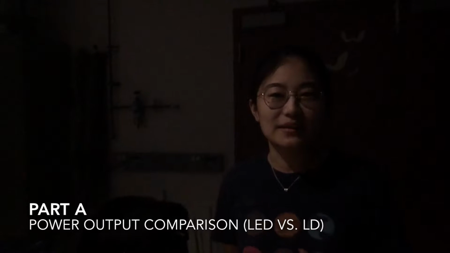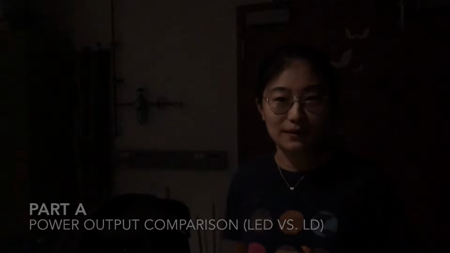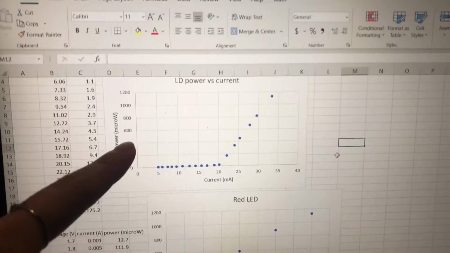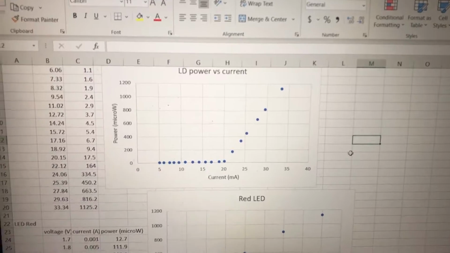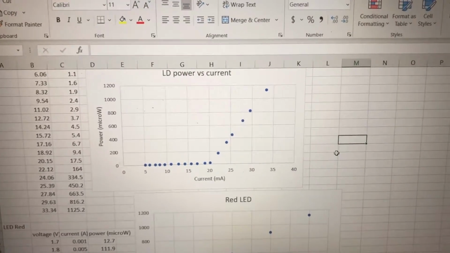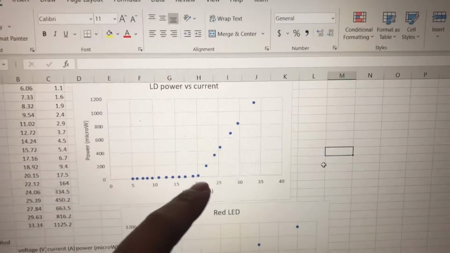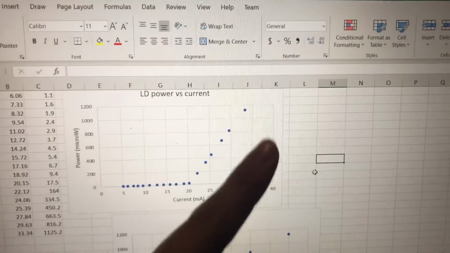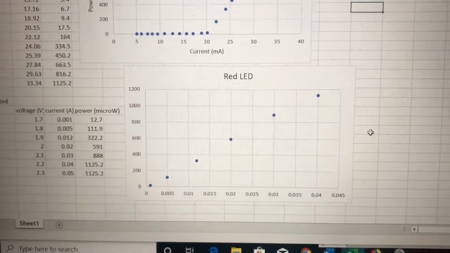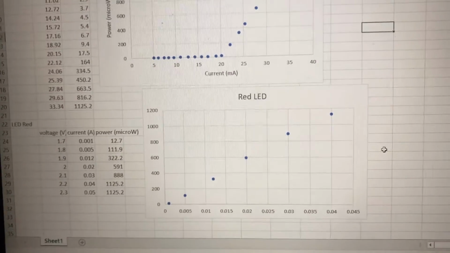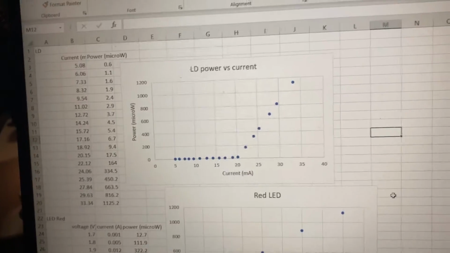Additionally, we compare the LED and laser diode output power. We mount the LED onto the integrating sphere. Now we change the current using this DC power supply. And here is a plot of the laser diode output power as a function of the drive current. As you can see, the power of the laser is not increasing significantly before it reaches the threshold, and then it will increase significantly in a linear fashion. And overall, the power output of LED is greater than laser diode.